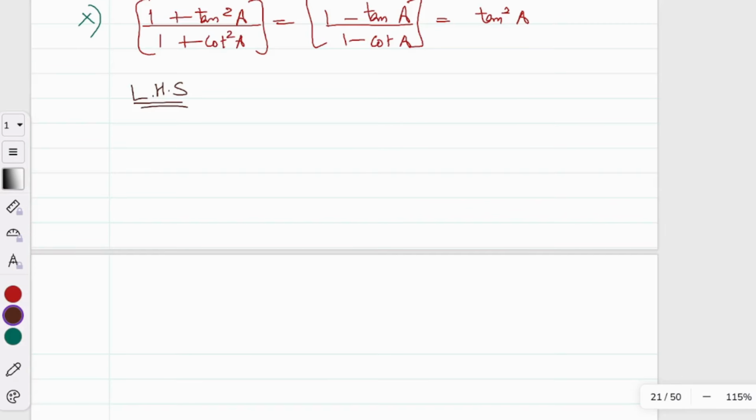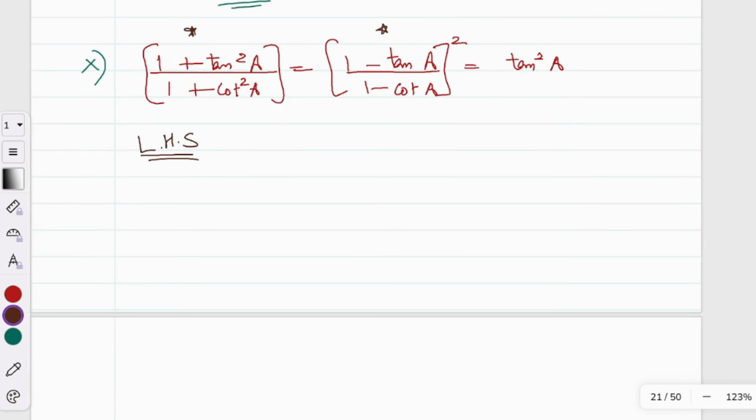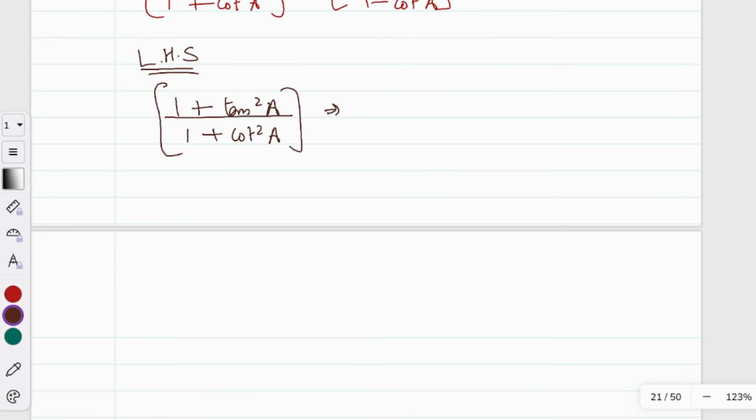Now let's do question number 10. 1 plus tan square A divided by 1 plus cot square A equal to 1 minus tan A by 1 minus cot A whole square, which is also equal to tan square A. So here let me take the first part, that is 1 plus tan square A divided by 1 plus cot square A. This part let me solve first. So what is the equation for 1 plus tan square theta?